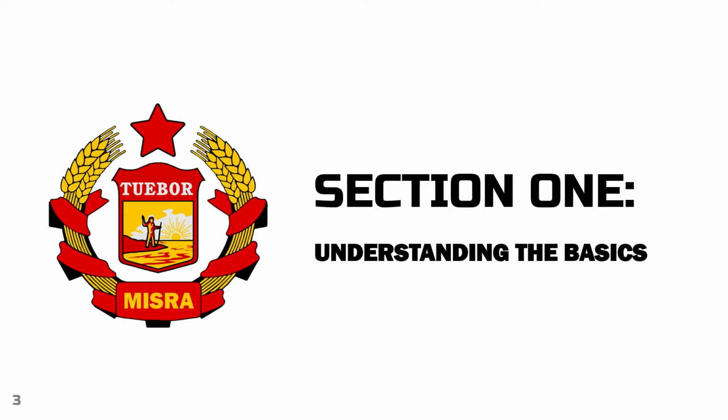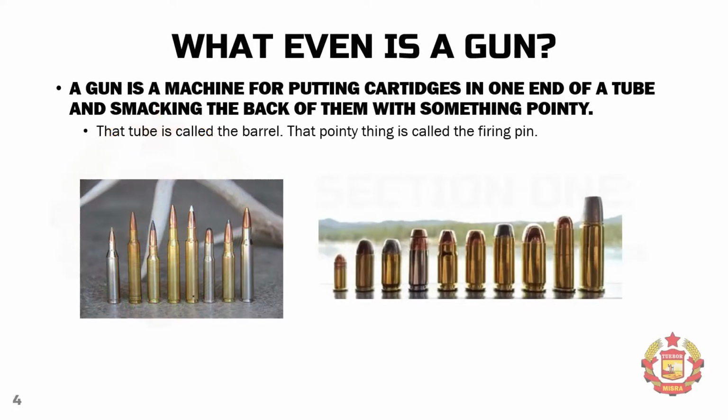So, section one, I believe we'll have 5 or 6 sections. The first one is just understanding the basics. And for that, we need to ask, what is a gun? What even is a gun? A gun is a machine for putting cartridges in one end of a tube and smacking the back of them with something pointy. It is a machine. So the tube part is called the barrel, and the pointy thing is called the firing pin.